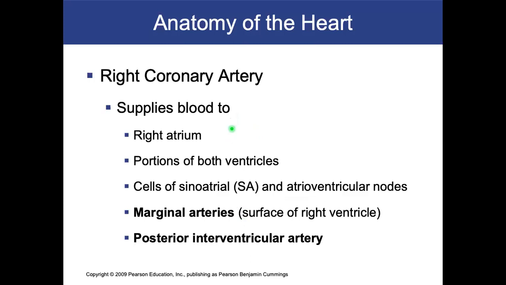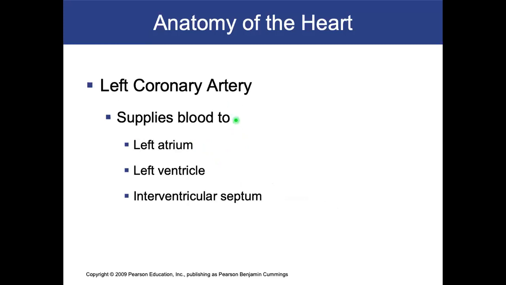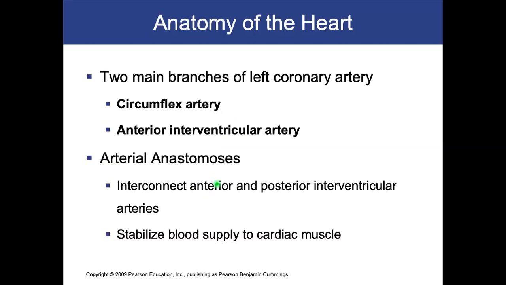Right coronary artery supplies blood to right atrium, portions of both ventricles, the SA node and AV nodes. And your left coronary artery supplies blood to left atrium, left ventricle, and interventricular septum. If that left coronary artery gets blocked and it blocks off parts of that interventricular septum or left ventricle, you're going to have a really tough time. When those heart cells die, the interventricular septum has a lot of the conduction system to pump the heart. And if that gets damaged, then your heart isn't going to be an effective pump.